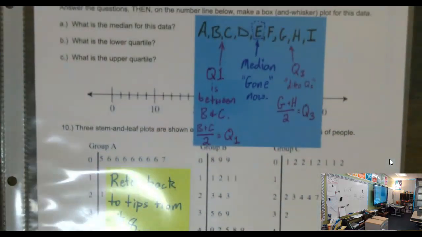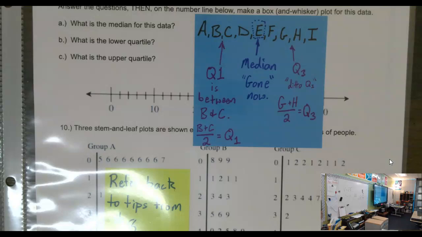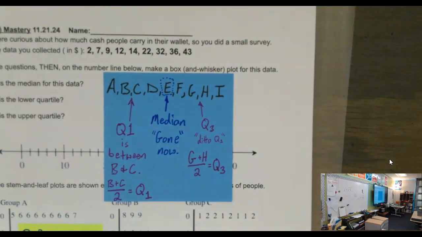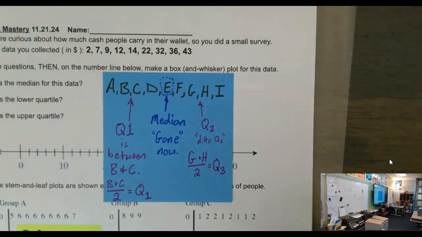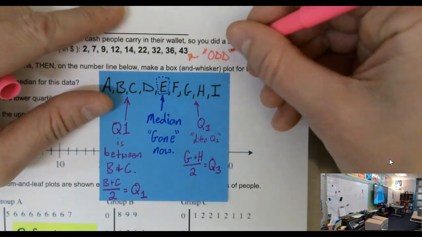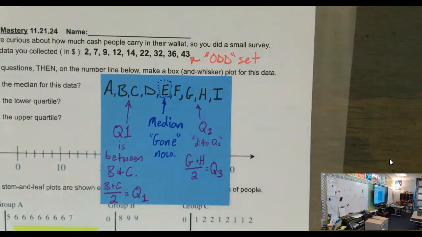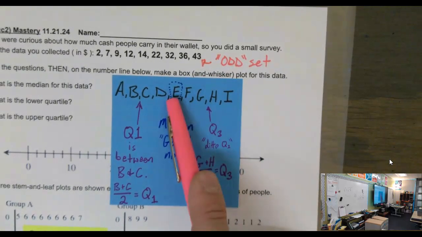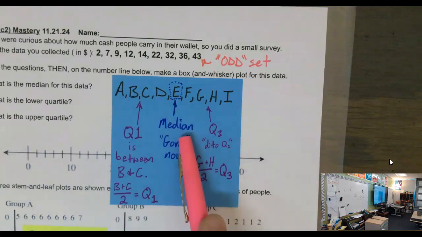All right, any questions from numbers up to 8? And even if you thought you had a good handle on this, maybe come back to paying attention for a moment. This is what we call an odd set. Why would I be calling this an odd set? There's an odd amount of numbers. So when you have an odd set, like A, B, C, D, E, F, G, H, I, you have a median. I can find the middle number with an odd set.